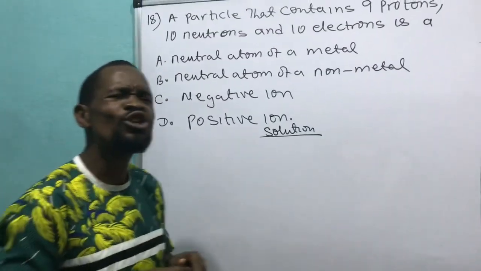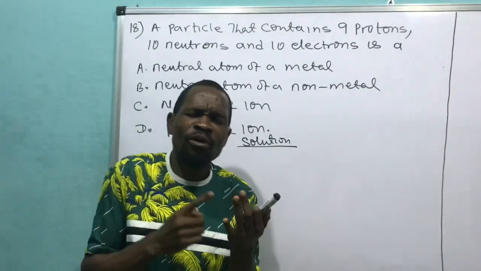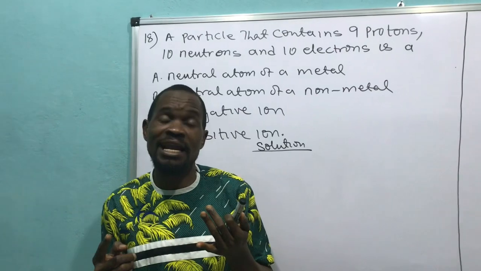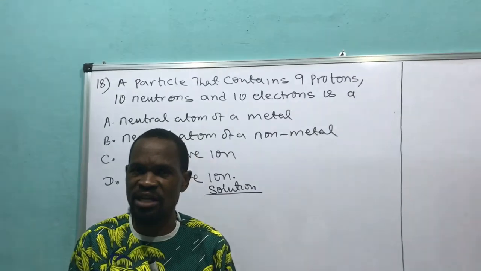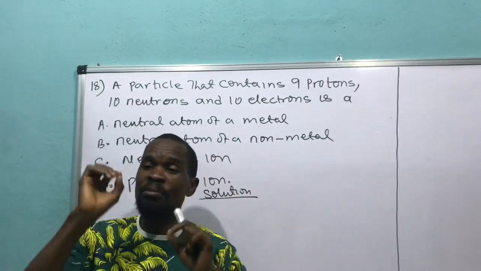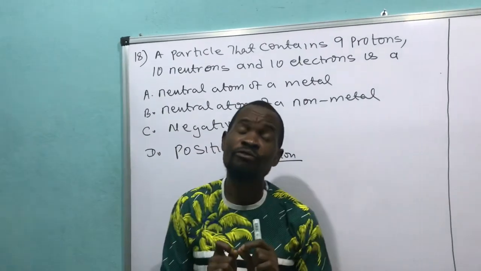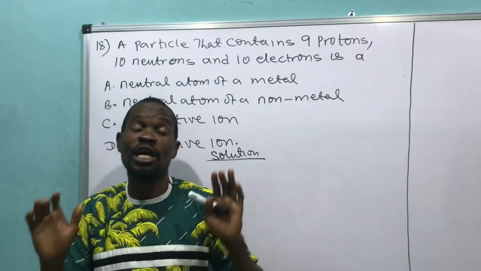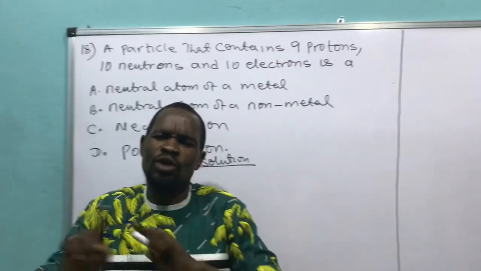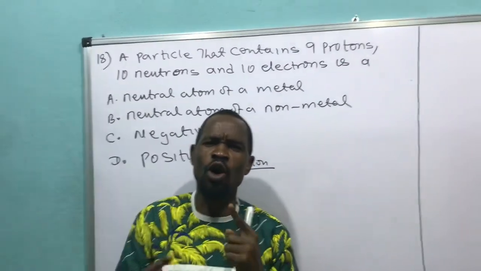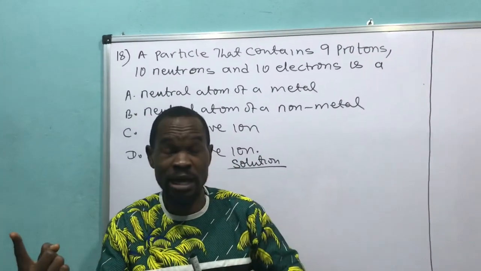We say that a neutral atom, when an atom is neutral, that is, it has not gone into reaction, the number of protons and the number of electrons are the same. Are you getting what I'm saying? That means the number of protons and the number of electrons is the same. So what will make the number of protons and electrons different in an element or atom is that immediately it goes into reaction, there will be a difference. Either it gains electrons or it loses electrons.